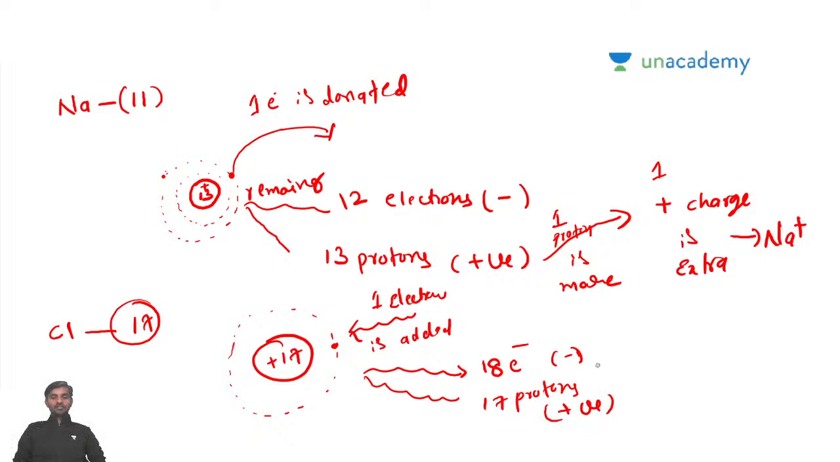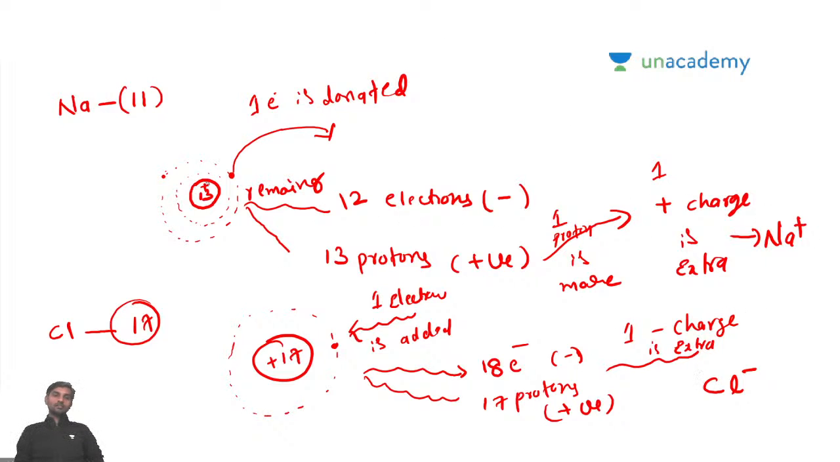So which is extra now? One negative charge is extra here. That is the reason why Cl has become Cl minus. So this is how sodium becomes Na plus and chlorine becomes Cl minus.